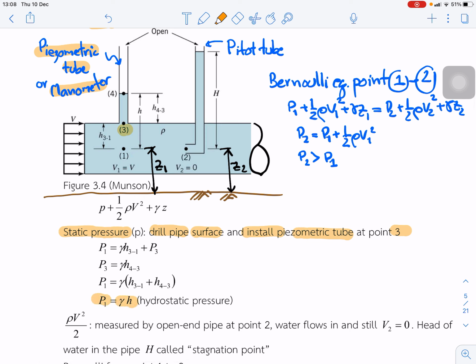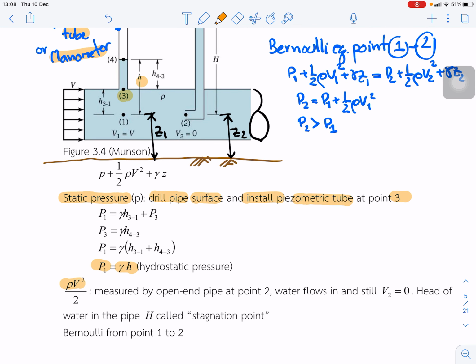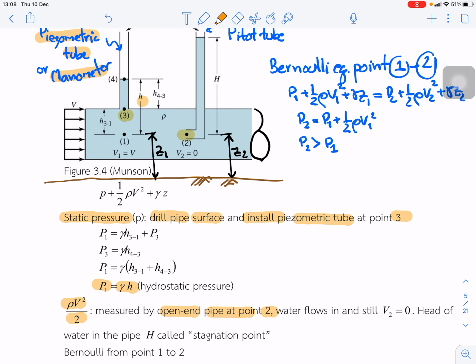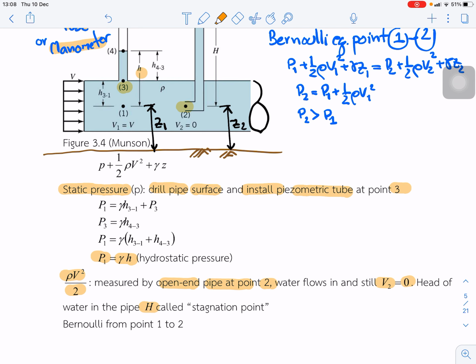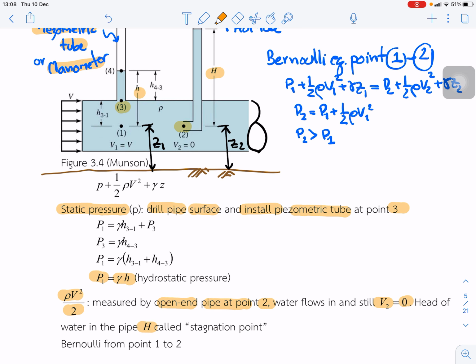P1 is equal to gamma H. Okay, that is the H. And to measure the velocity head, rho v squared over 2, we measure by an open-end pipe at point 2. Water flowing in is still, which means V2 is 0. So the head of water in the pipe, H, is equal to the stationary point.